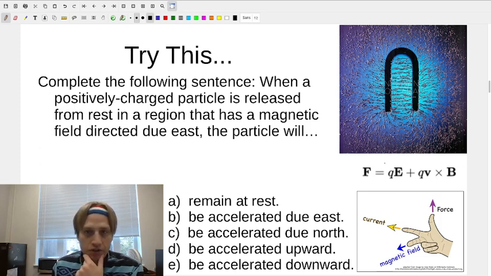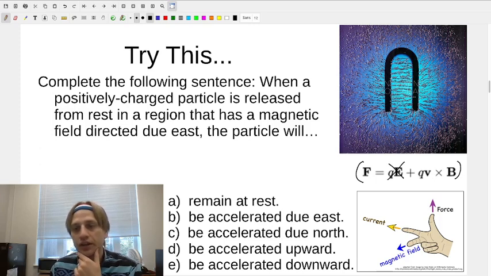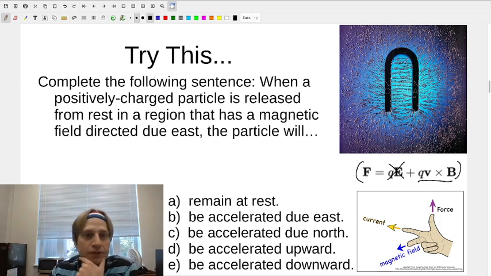Now, I want you to focus on this equation and try to make sure we understand it. Okay, forget about the electric field part for a second. We're just looking at this QV cross B. It says, complete the following sentence. When a positively charged, okay, so Q is plus, particle is released from rest in a region that has a magnetic field directed due east.